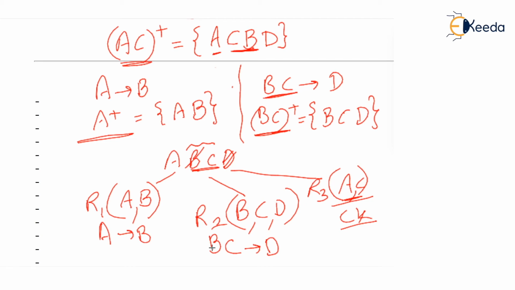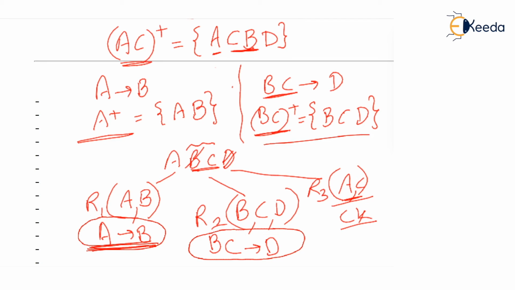So AC determines AC. Now, is this A determines B a partial dependency? Check it thoroughly. No, because A closure is containing AB. So A is the candidate key here. So this dependency is not partial. What about BC determines D? Come on, we found BC closure, isn't it? Look at the top here, BC closure. BC is the candidate key of R2, and BC determines D is not partial, and there is no question of R3. There are no partial dependencies here.